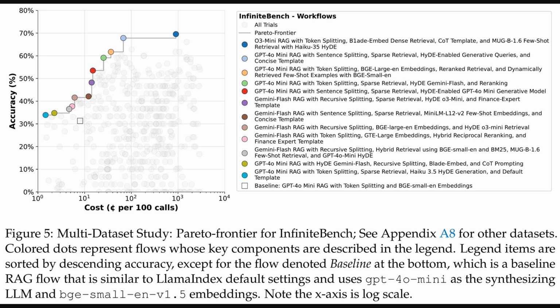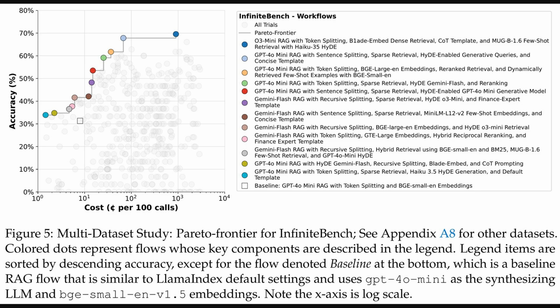So, after all that efficient searching and pruning we just discussed with the Pareto pruner, this shows us a concrete result, an actual Pareto frontier for retrieval augmented generation workflows, this time on the Infinite Bench dataset. Infinite Bench is a benchmark specifically designed to evaluate how well models understand and use information from very long documents. Once again, we have accuracy on the y-axis versus cost in cents per 100 calls on the x-axis, which is on a logarithmic scale here.